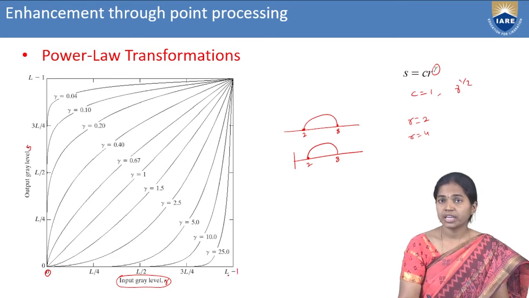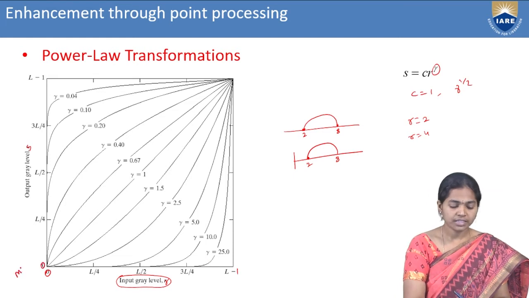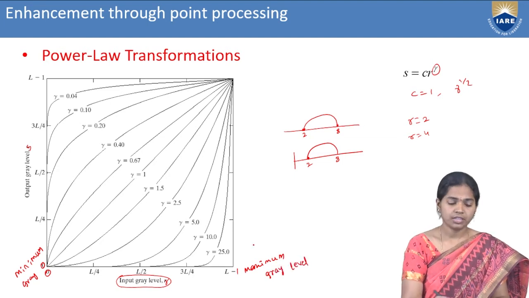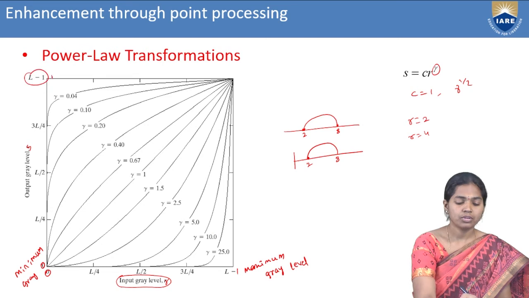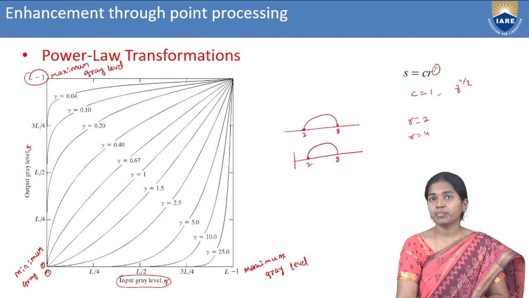Here also the maximum gray level value is L minus 1. Here 0 means it is the minimum gray level, and L minus 1 is the maximum gray level. So here 0 means it is the minimum gray level.